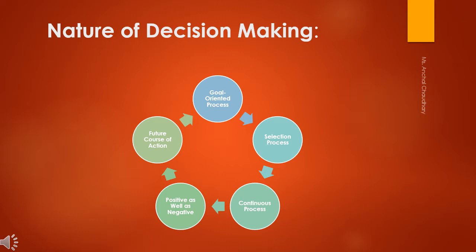Next is positive as well as negative. Yeah, it's a positive as well as negative process, because whenever you are choosing any alternative among all the present alternatives, that will be your positive thing, because you are selecting something. And when you are declining something, when you are not selecting some sort of decision, some sort of alternative, it will be your negative process.